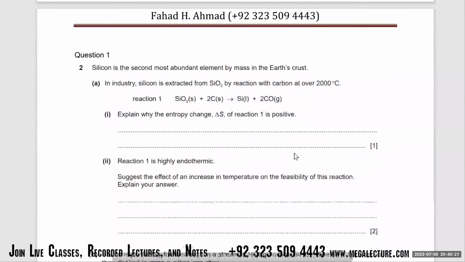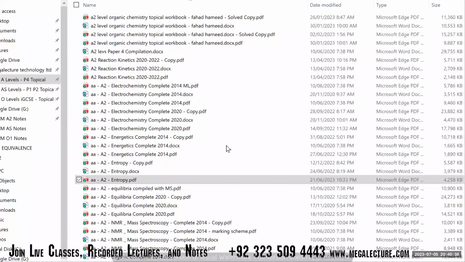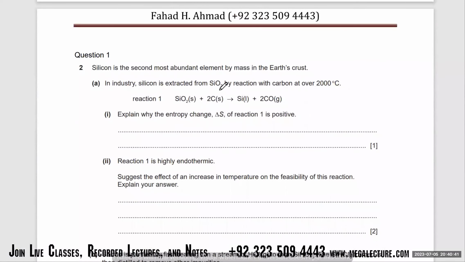If you look at this equation, the question says: explain why the entropy change delta S of reaction number 1 is positive. Positive means there is a gain of disorder. Can anyone explain the reason? Why is the disorder increasing in this reaction? Because the number of gas particles is increasing.